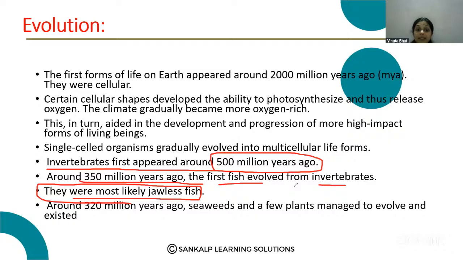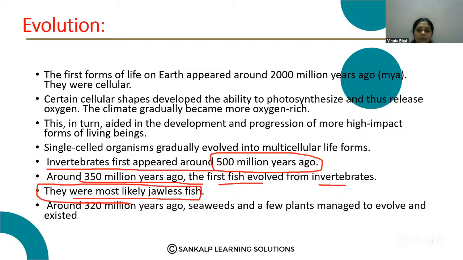Then, around 320 million years ago, seaweeds and a few plants emerged, evolved and existed. After some years, what happened? The seaweeds and some few plants evolved in a water condition. So this is the brief, some points we have to learn. This is the first part of the evolution.